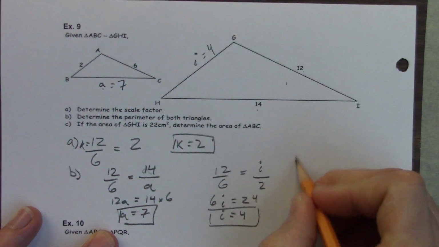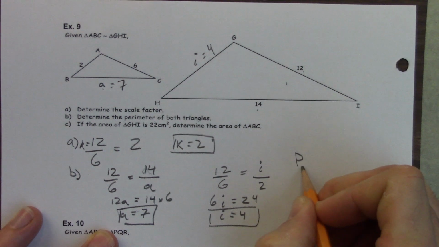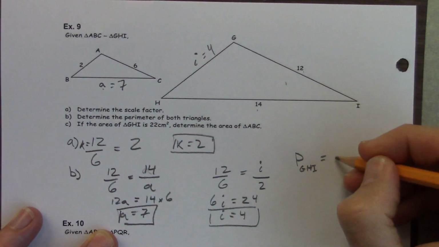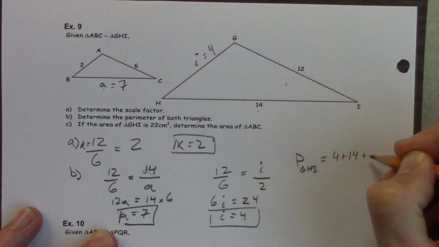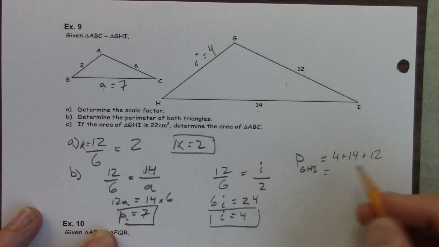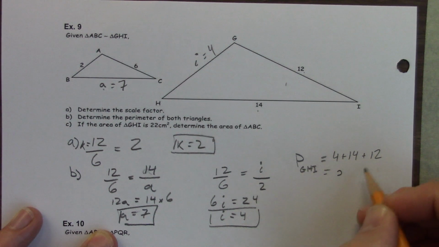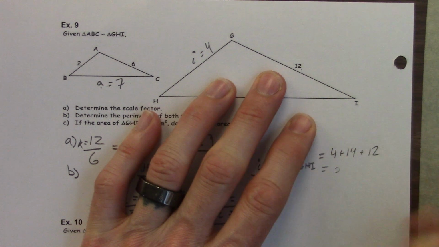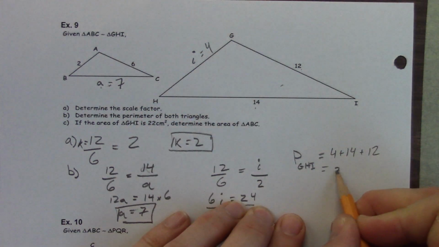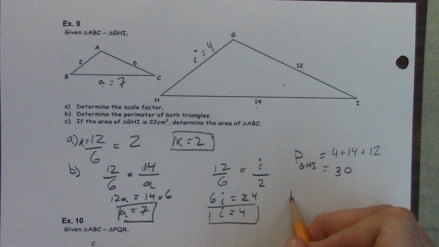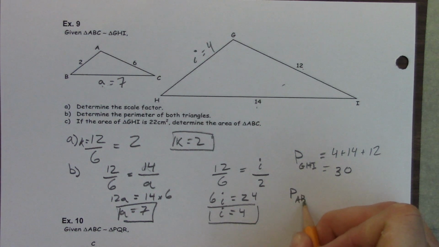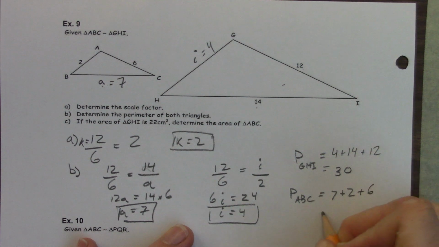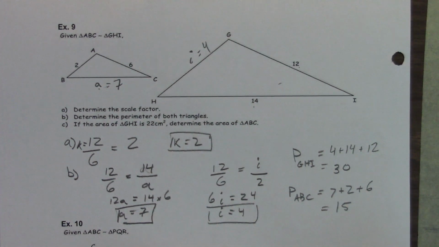So we have I is 4 and we have A is 7. We can get the perimeter of GHI. This one is just 4 plus 14 plus 12. So we got 30. 26 plus 4 is 30. And the perimeter of ABC is equal to 7 plus 2 plus 6, which is 15.